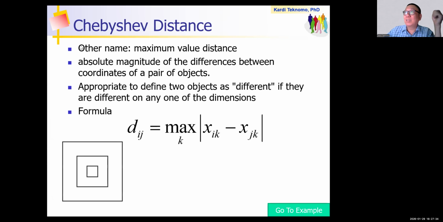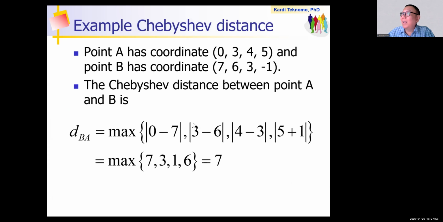Another example is called Chebyshev distance. This is the maximum value distance. In fact, this is the minimum for quantitative data. How to do it? It is exactly similar to the city block, but instead of the sum, you take the maximum. I'll give you the same example: 0 minus 7, 3 minus 6, and so on. Instead of plus, now you put a comma here. Can you see that? Then you take the maximum among this array, which is 7. So the Chebyshev distance is 7 for the same coordinates.